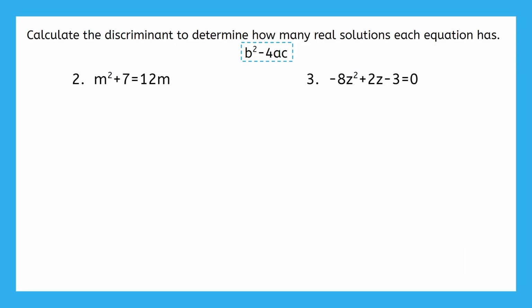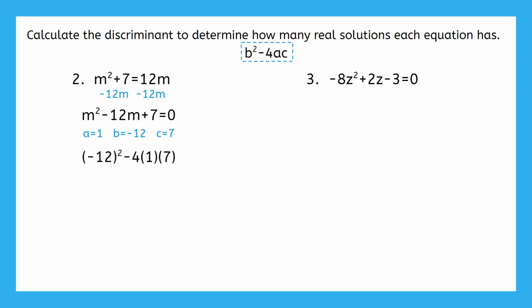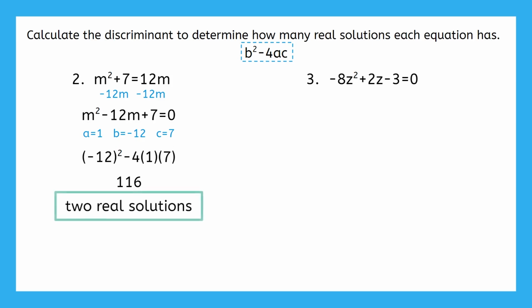Did you notice that the equation for problem number 2, m squared plus 7 equals 12m, is not in standard form? We're going to need to do some rearranging before we can start substituting our values. After subtracting 12m from both sides, we can identify our a, b, and c values, and then substitute them into the expression. After simplifying, we're left with 116. 116 is greater than 0, so this equation will have two real solutions.